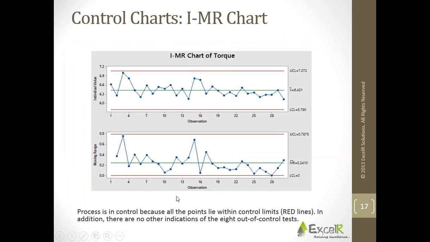Yeah, so this is what we have got. Process is in control because all the points lie within the control limits, that is these red lines. In addition, there is no indication of the 8 out of control tests. There are 8 tests which we have performed. If at all we have any red dots, that means it's violating one of those 8 tests. Here there is no red dot at all, so we can safely conclude that there are no outliers.